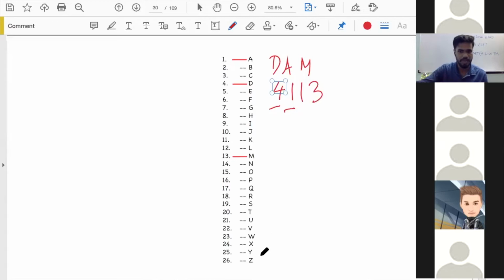Of course, for MAP, M is 13, A is 1, and P is 16. Sometimes they can get tricky with the positions. Instead of this position, they might ask you reverse position, where Z is 1, Y is 2 and so on. That's a possibility, but unlikely. At least know the basic positions. At least start thinking in this direction.